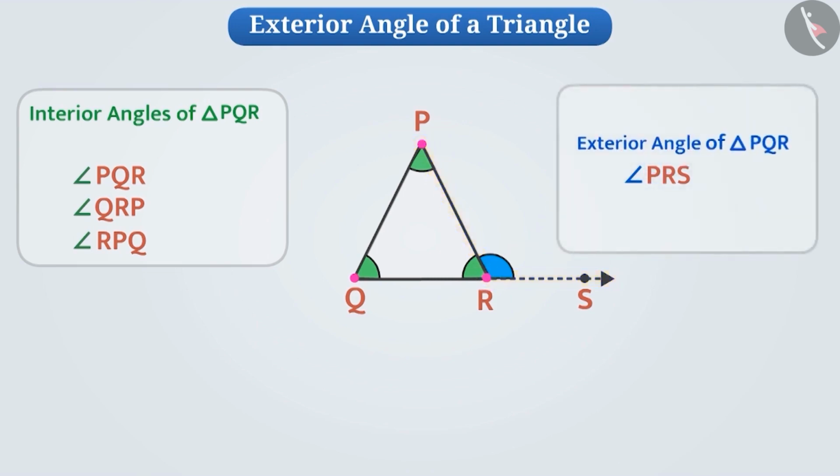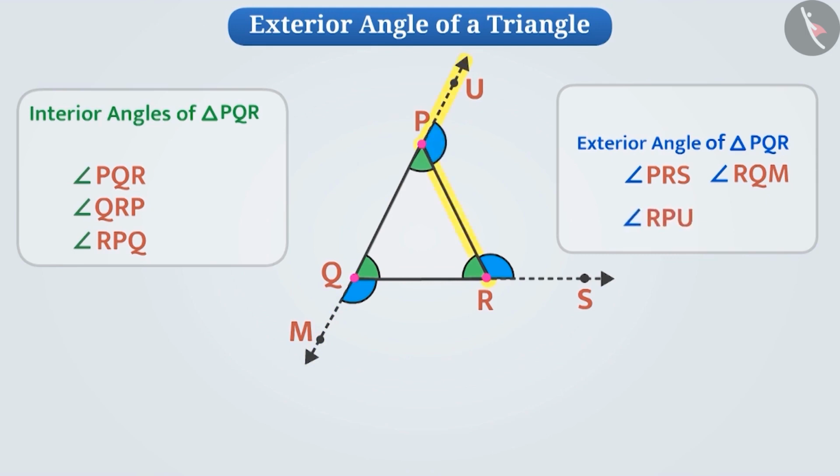Now consider this, if we extend the side PQ through M, then which exterior angle will be formed? You got it right. We will get the exterior angle, angle RQM, which is an exterior angle formed at vertex Q of the triangle. Similarly, if we extend the side PQ through U in the upward direction, we will get the exterior angle, angle RPU.